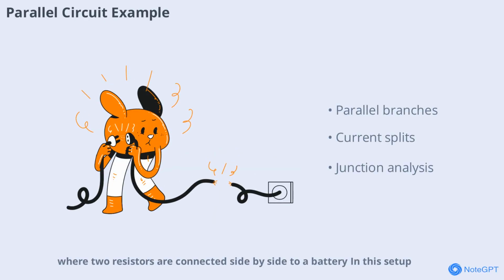Now let's consider a parallel circuit where two resistors are connected side by side to a battery. In this setup, KCL is especially useful. At the junction where the current splits, the total current from the battery divides between the two branches. By applying KCL, we can determine how much current flows through each resistor based on their resistance values.